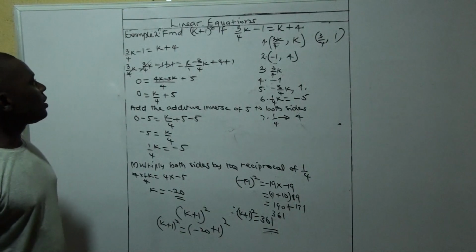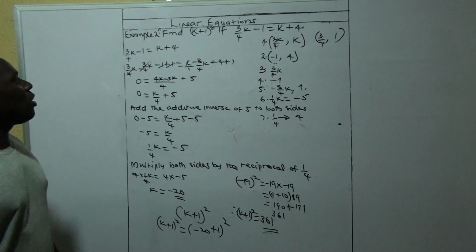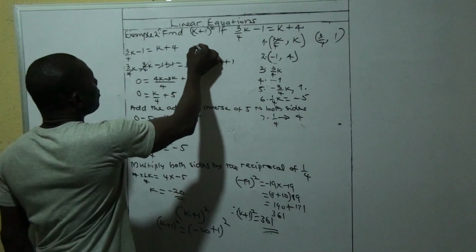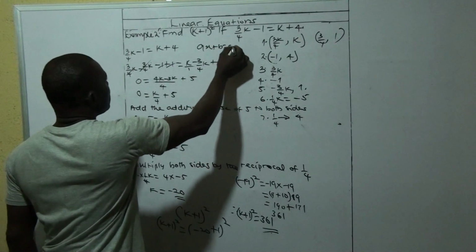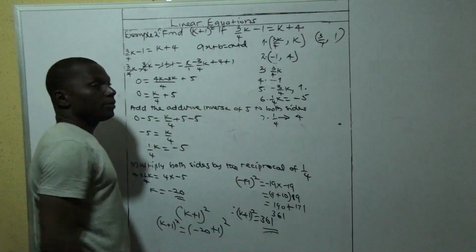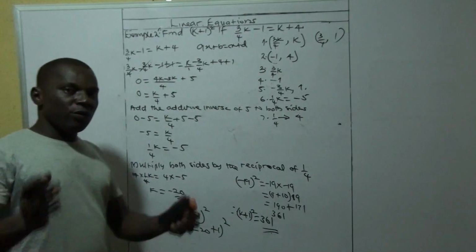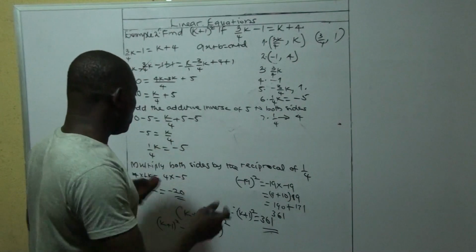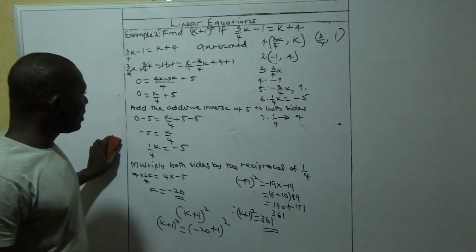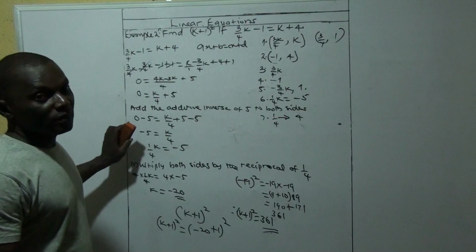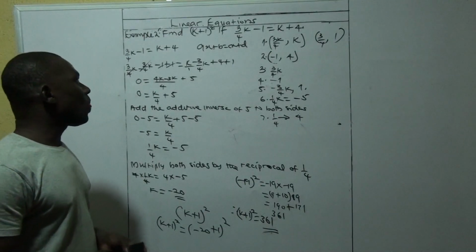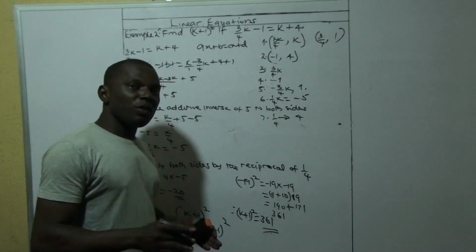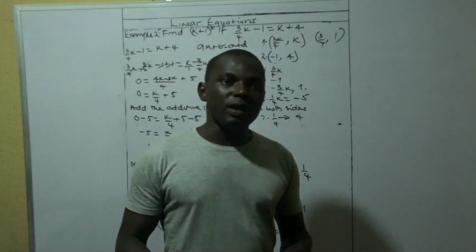So this is how to resolve linear equations of the form ax plus b is equal to cx plus d. If you follow this procedure carefully, you will arrive at the answer. In our next class, we are going to look at other forms of linear equations and how to resolve them.